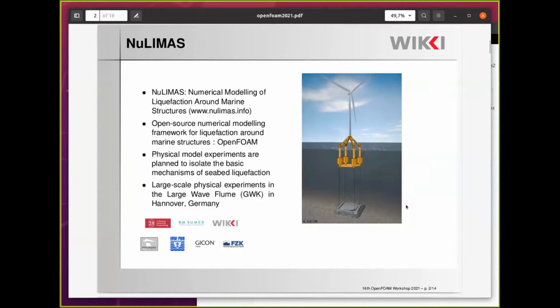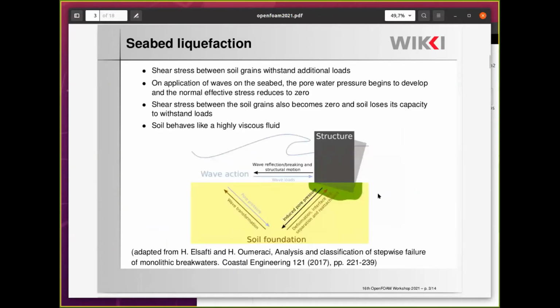This basically consists of a gravity anchor mounted on a seabed, which is then connected to a floating structure and a wind turbine with the help of ropes. These ropes exert pressure on the gravity anchor, which influences seabed liquefaction. So what is seabed liquefaction?